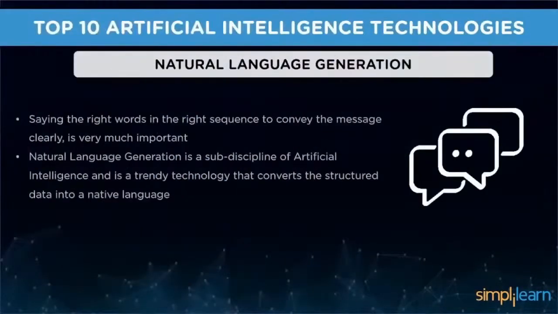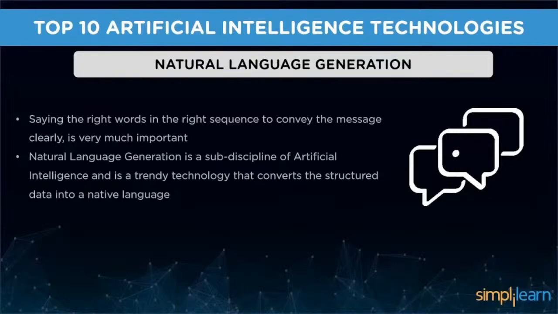Natural language generation. Communicating or conveying the information efficiently and transparently is very much crucial in communication. To say the right words in the right sequence, to convey the message clearly, humans often find it tricky. And when it comes to machines, it's trickier. Natural language generation is a subdiscipline of artificial intelligence and is a trendy technology that converts the structured data into a native language.